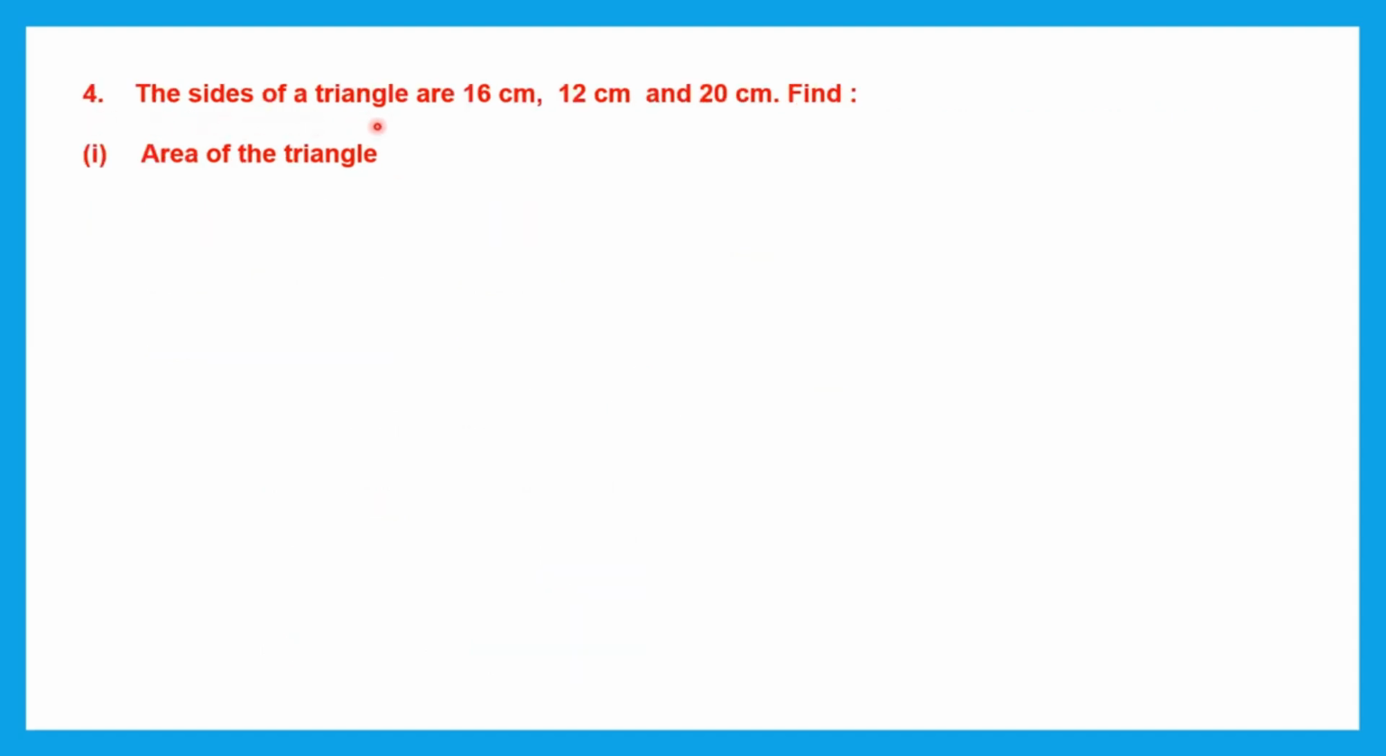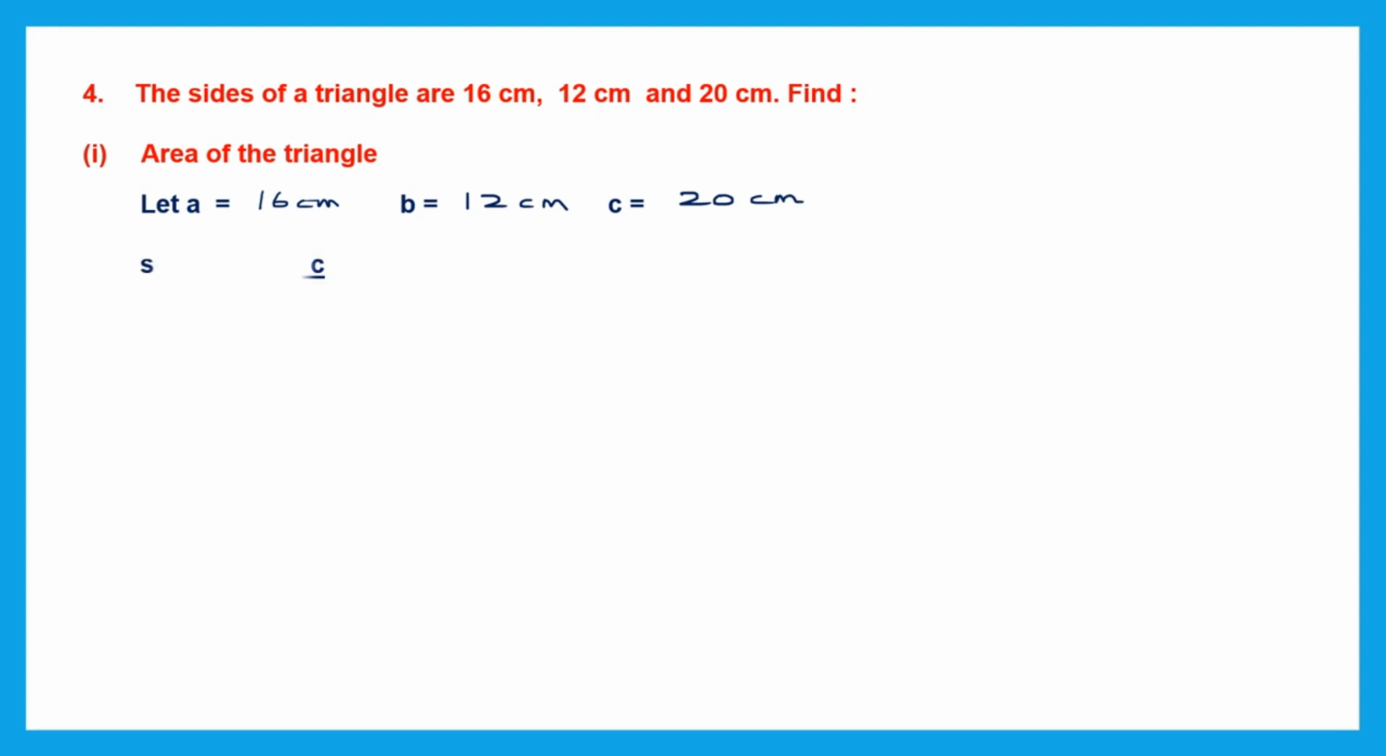Question 4. The sides of a triangle are 16 centimeters, 12 centimeters and 20 centimeters. First we have to find the area of the triangle. So again, since all three sides have been given to us, we can use the Heron's formula to find the area. So first let's write down the sides. So let A be the first side, that is 16 centimeters. Then we have 12 centimeters and we have 20 centimeters.